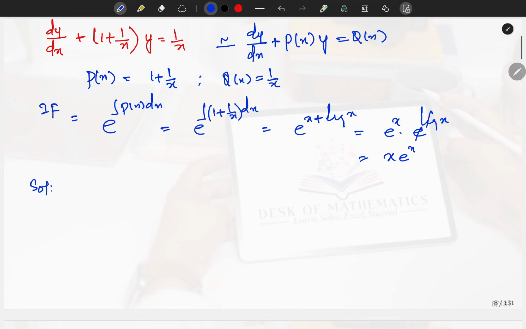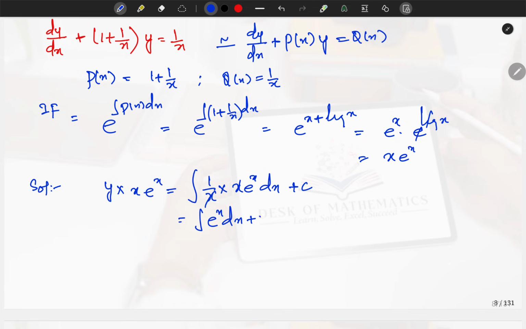Then what is the solution? What is the solution? So that is y x e raised to power x is equal to integral of q of x, that's 1 by x times x e raised to power x dx plus c, and x will go. Okay, so it is integral e raised to power x dx plus c. So you will get y e raised to power x will be e raised to power x plus c.